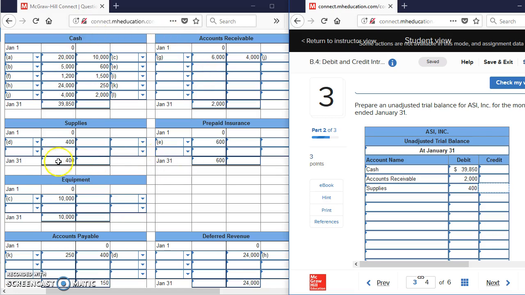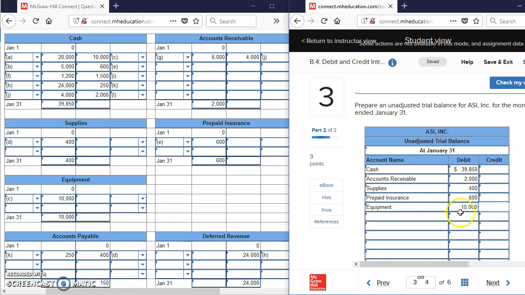Just as long as you did your T accounts right, make sure you check your work on those T accounts, because if these are wrong, your trial balance will be wrong. My prepaid insurance will be the next one. I'll put that in at $600. And equipment, that'll be my last asset on the trial balance, at $10,000.